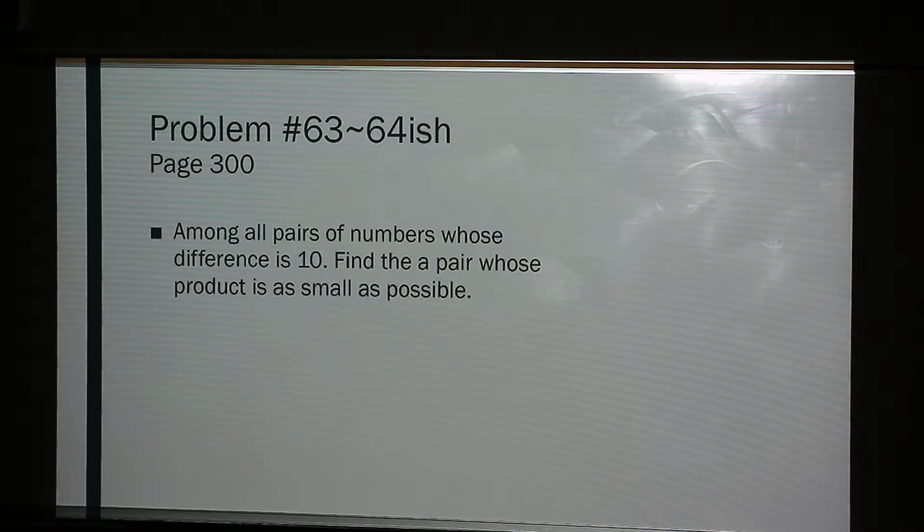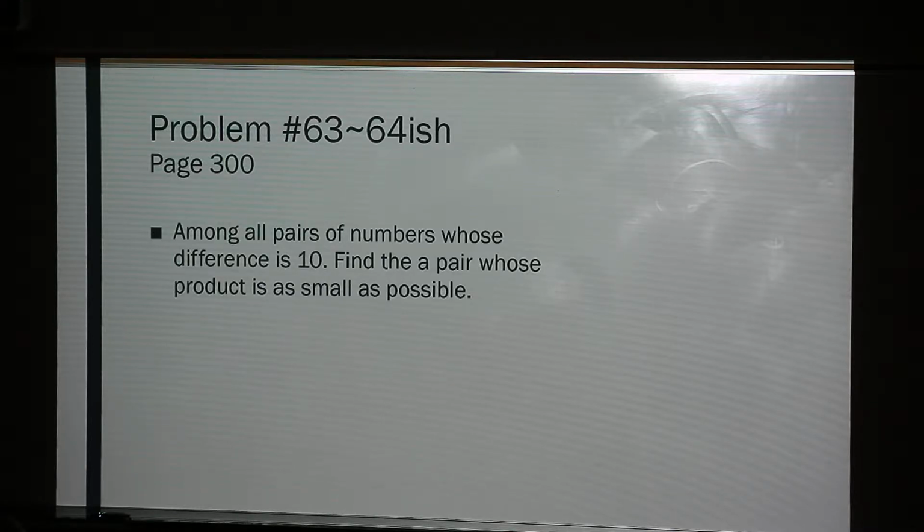Here's the idea. We have a pair of numbers whose difference is 10. Two numbers that differ by 10 in spacing. I want to find the product that is as small as possible, the smallest possible product when two numbers differ by 10. Some people say that could be anything, because you're picking two random numbers and multiplying them together, but there is one set of numbers that gives the lowest possible product.